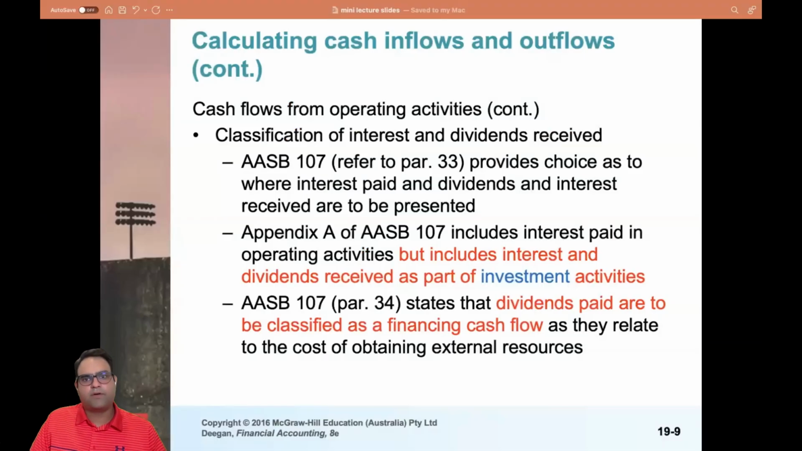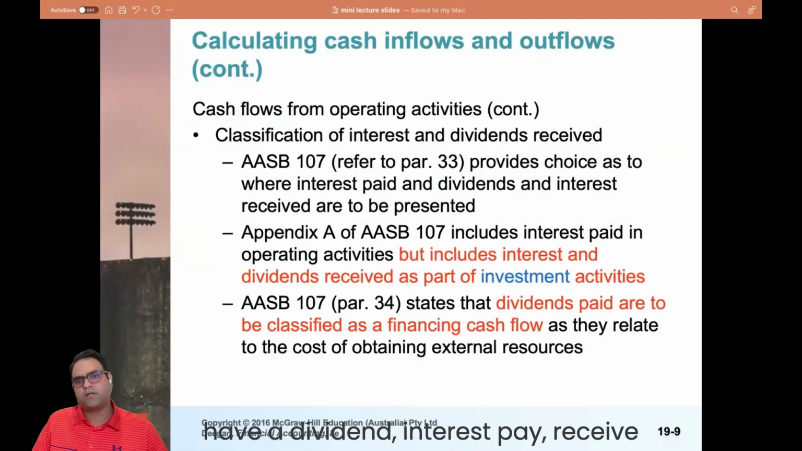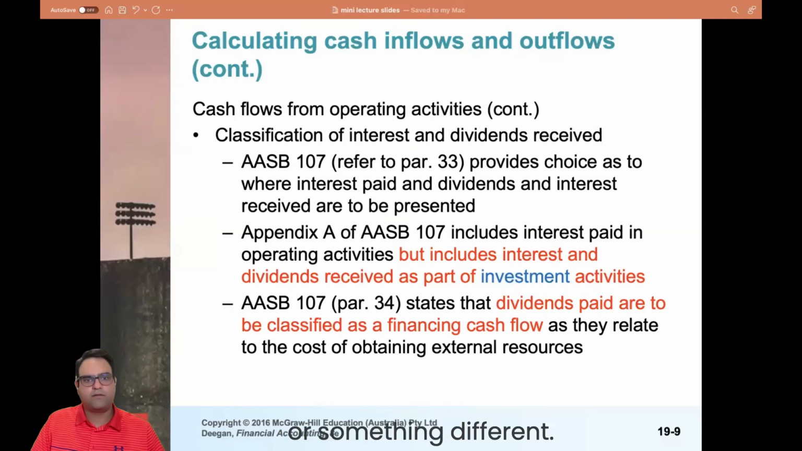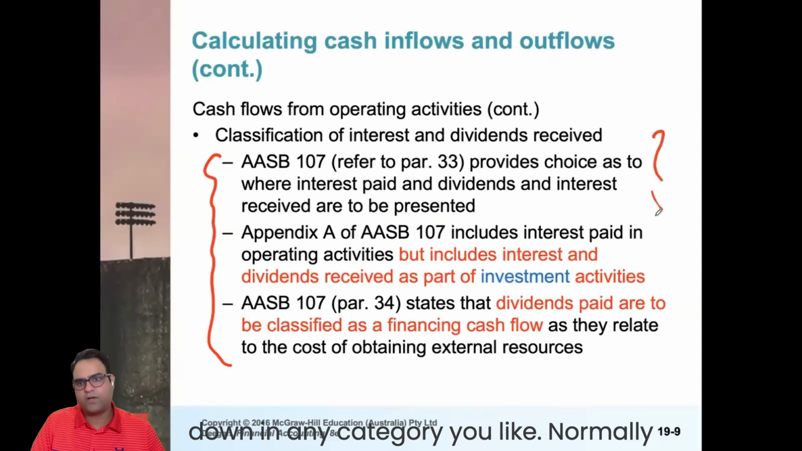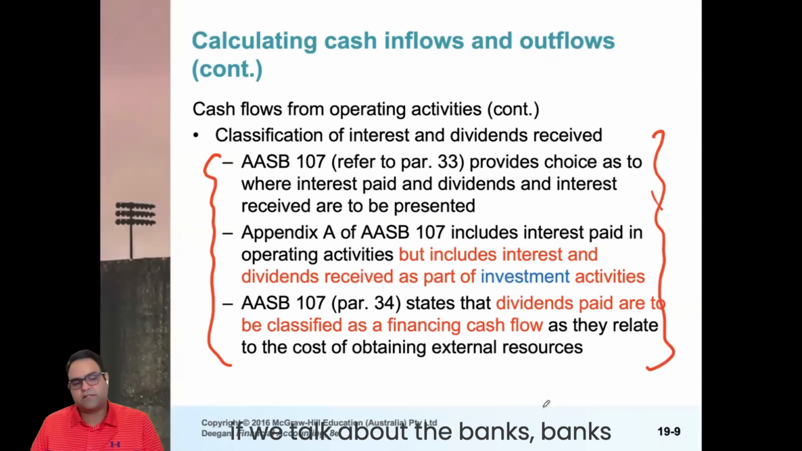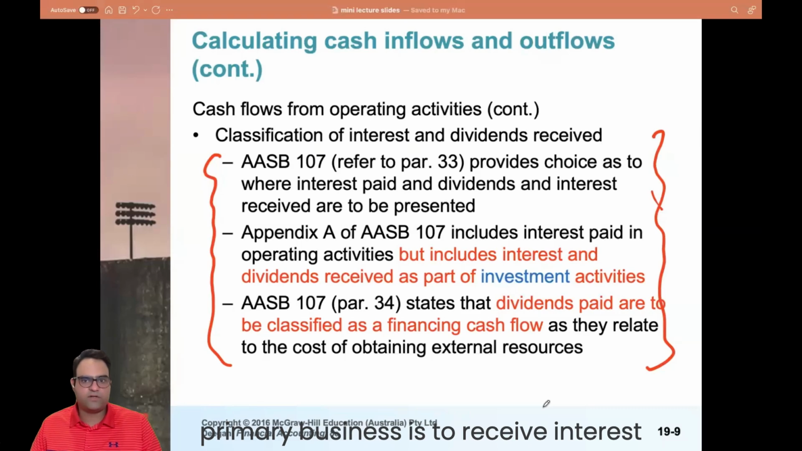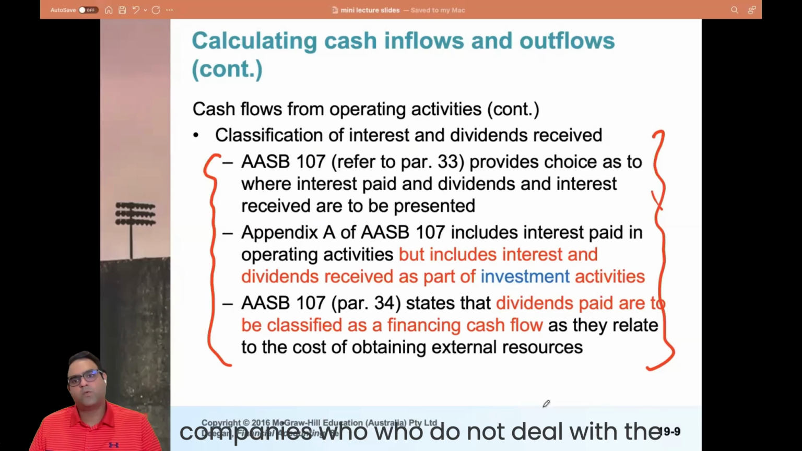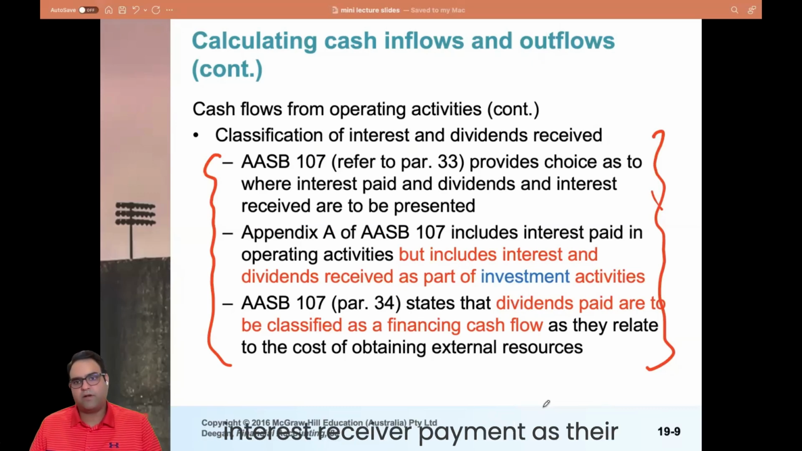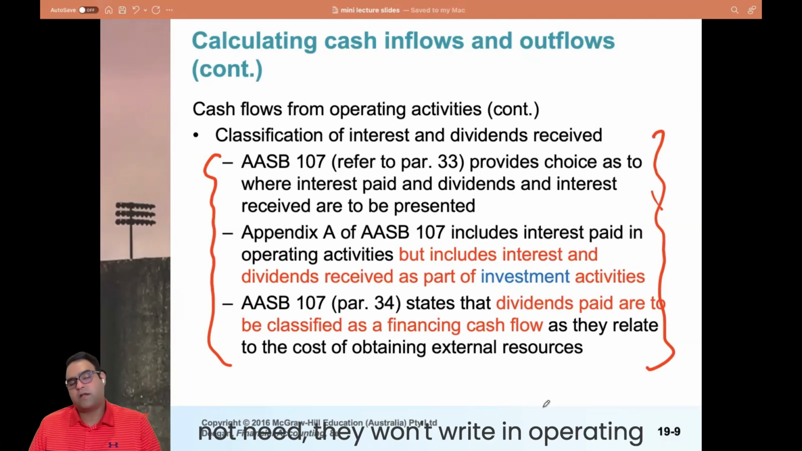So next is about the dividend and the interest. If you have a dividend and interest, paid or received, different opinions are there, but you can write it down in any category you like. Normally, the banks' primary business is to receive interest and cash. So if they receive any interest, it can be their operating activity because this is their operations. For some other companies who do not deal with interest receipts or payments as their primary business, like a manufacturing company or a textile company, they won't write it in operating activities.